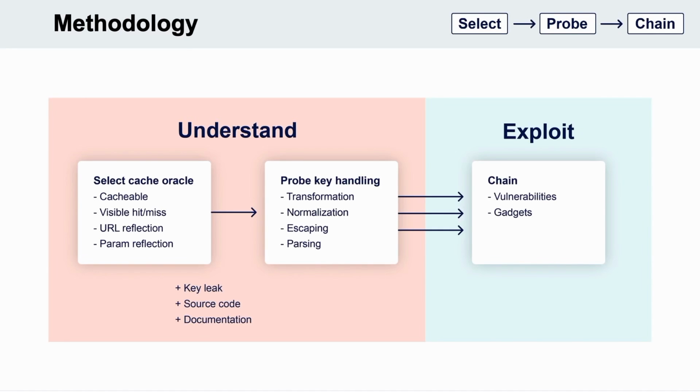Having found hopefully a few quirks in the target's cache, the final step is to find a gadget to chain this with to create a powerful exploit. This could be an existing vulnerability on the target where we can just increase the severity of it by combining it with cache poisoning, or it could be something that's completely harmless by itself.